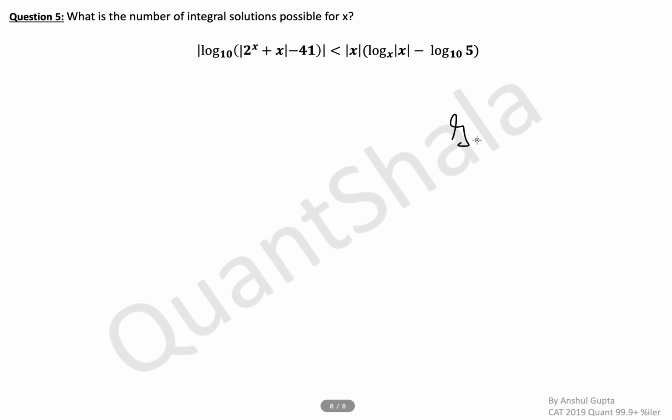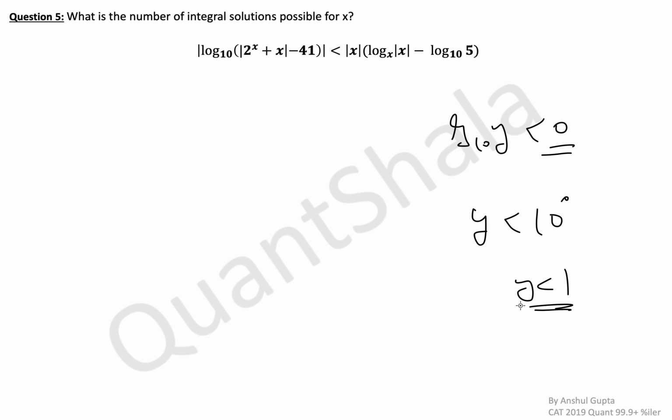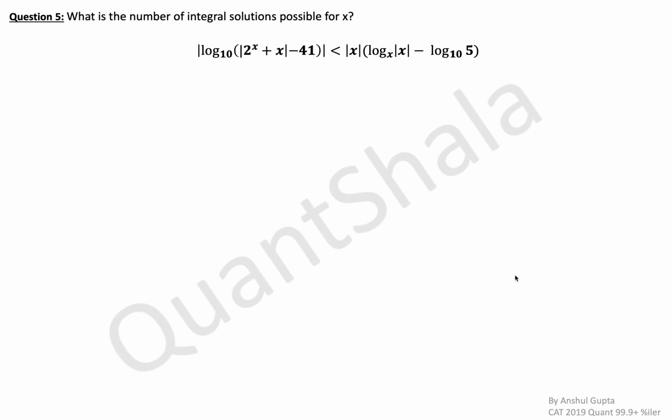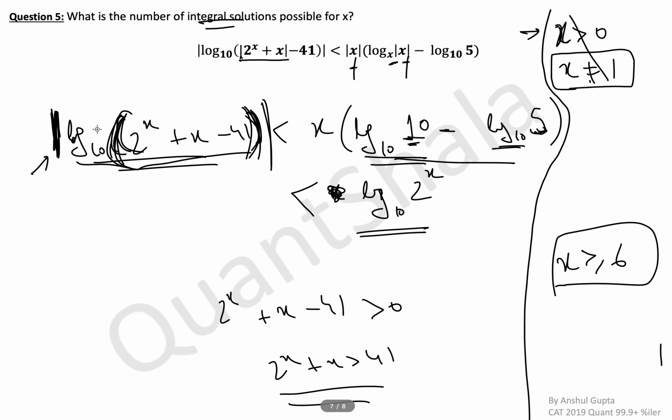So for example, if you have, let's say, log 10 y here, when will this be less than 0? This will be less than 0 when y is less than 10 raised to power 0, or y is less than 1, and we already know y is greater than 0. So this thing will be negative only when y is between 0 and 1. Similarly here for us, y is nothing but this bracket, and for us it is never between 0 and 1, because we are only playing with integral values.